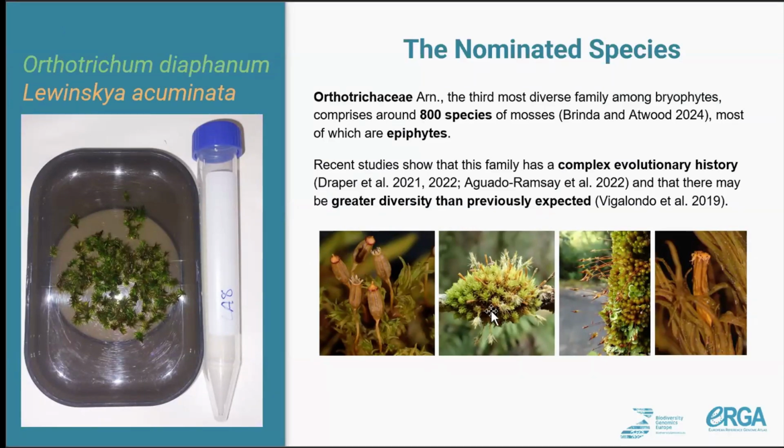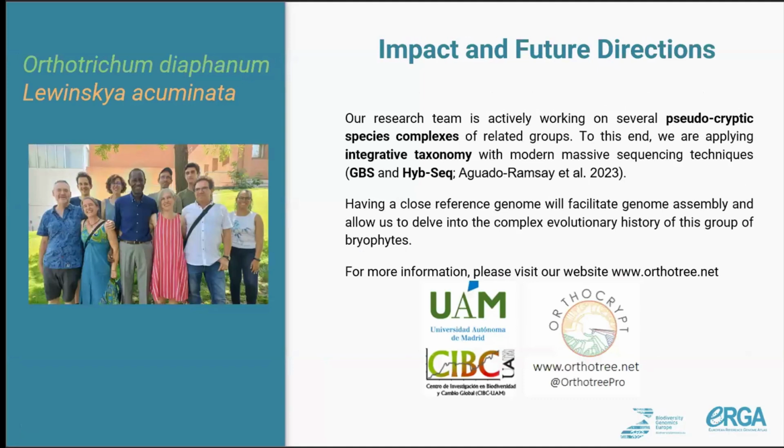So back again, these 2 species are from the Orthotrichaceae family, which is the first most diverse family among bryophytes, comprising around 800 species. Recent studies on this family show that it has a complex evolutionary history, and there may be a greater diversity than previously expected. So our team is actively working on several pseudocryptic species complexes, as is my doctoral thesis.